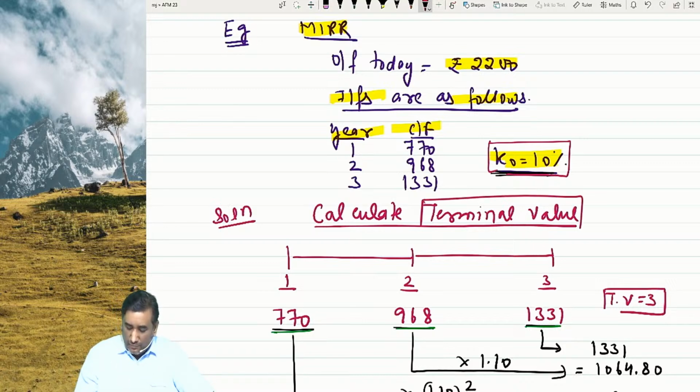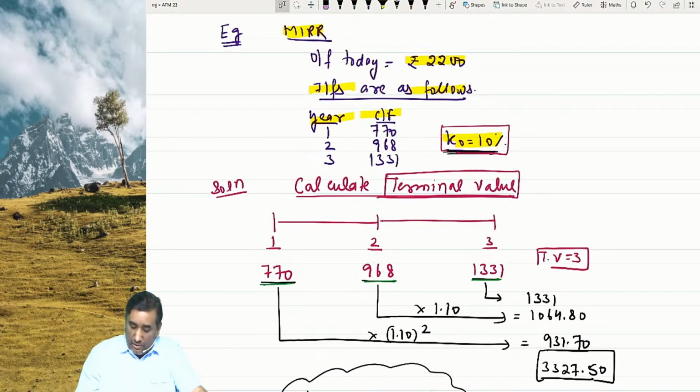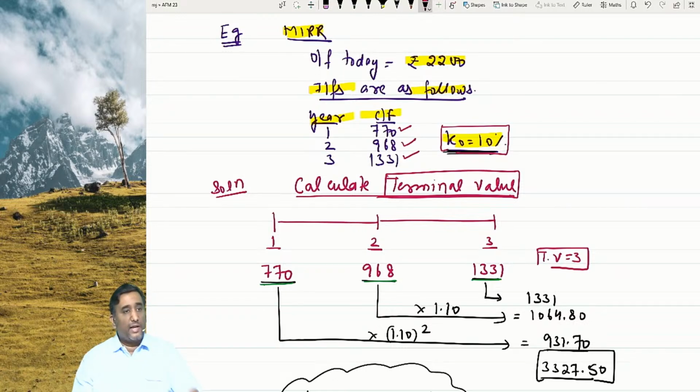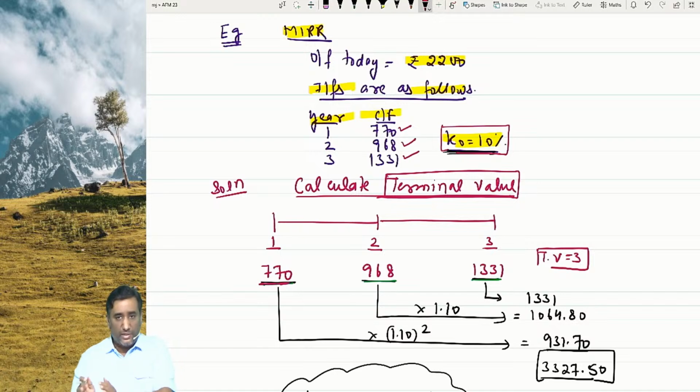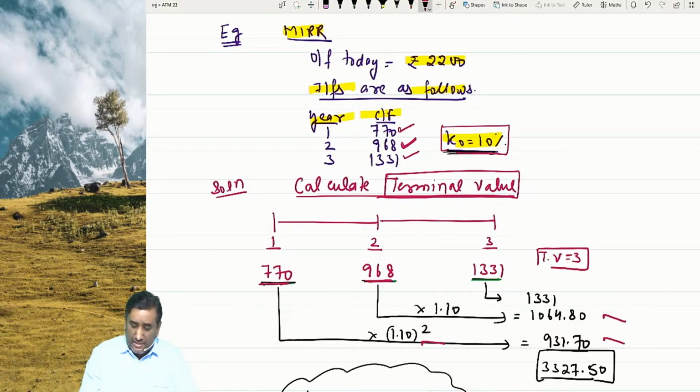First step is calculate terminal value. So what is the objective of terminal value? The objective is that if you earn this cash flow, this cash flow, this cash flow, the assumption is that we earn cash flows at the end of the year. So if I earn 770 and I invest that for 2 years, because my project life is 3 years, then with 1 year and 2 year interest, my balance will become 931.7. If I earn 968, which I earn at the end of the second year, my value becomes 1064.80. The third I earn is 1331, which will remain 1331.